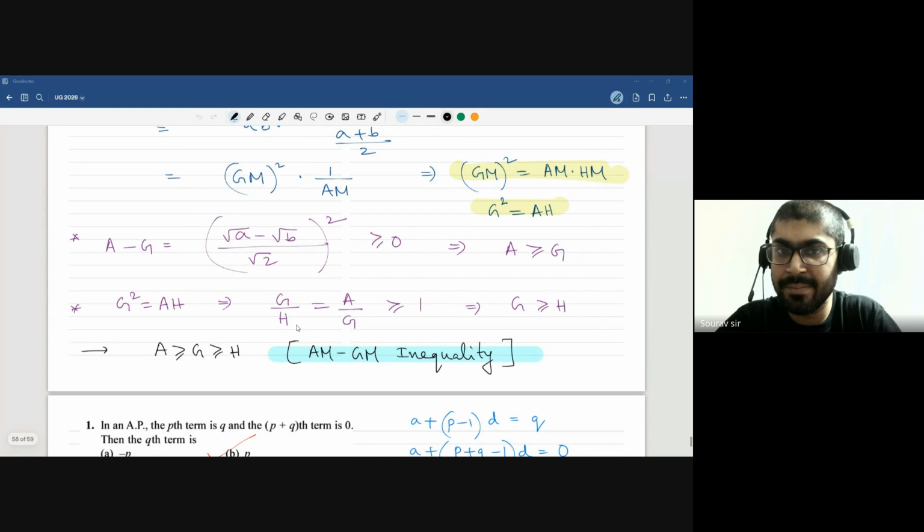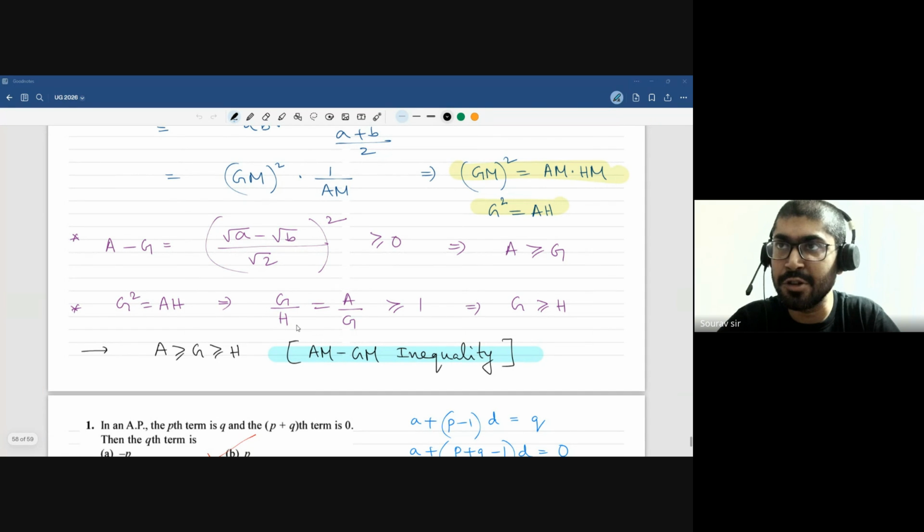That will likely not be there in your board exam problems. Okay, it usually never is. So AM-GM inequality is mostly for JEE or ISI level problems. And as I told you, whenever you find a problem on inequalities, always first try the AM-GM inequality. Okay, that is going to be your base.